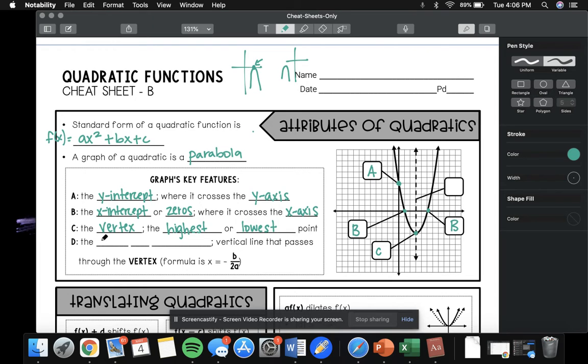And then finally, we have our axis of symmetry, or our AOS. And it's that vertical line that passes through the vertex, and it's basically where it makes it symmetrical, and that would be labeled D. And the way we can algebraically find that is doing negative b over 2a.